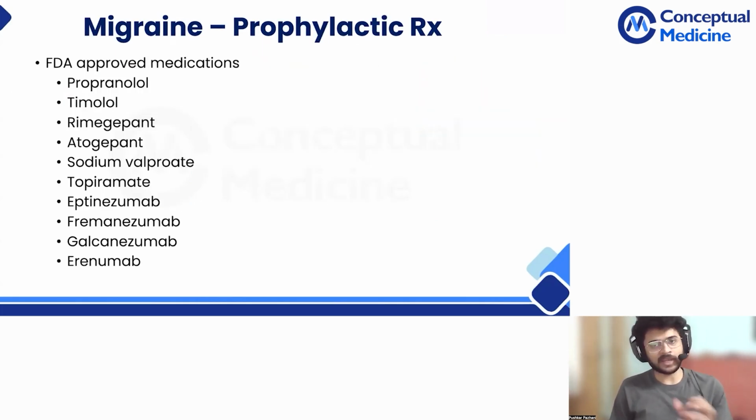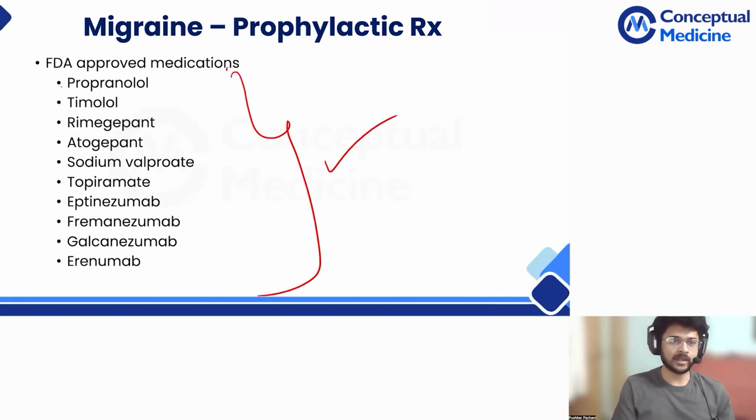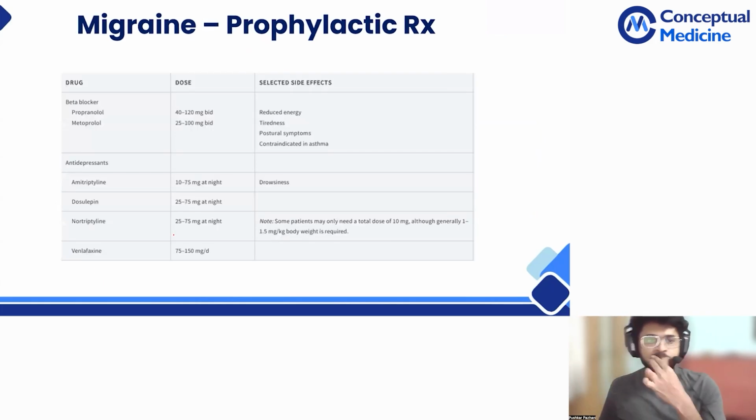Now we'll come into the prophylactic management of migraine. So this is the list of the FDA approved medications for prophylaxis of migraine. So your beta blockers like propranolol and timolol, your gepants like rimegepant and atogepant. Then we have sodium valproate, topiramate, and then your monoclonal antibodies to the CGRP molecule, that is eptinezumab, fremanezumab, galcanezumab, and erenumab. So these are the important prophylactic medications.